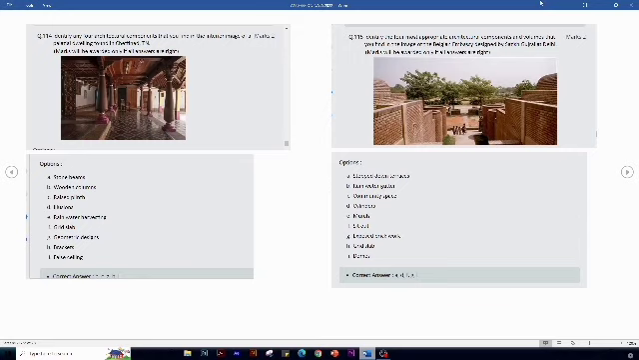So the answers are basically step down terraces, cylinders, sit out, exposed brickwork and domes. So the answers are A, D, F, G and I.